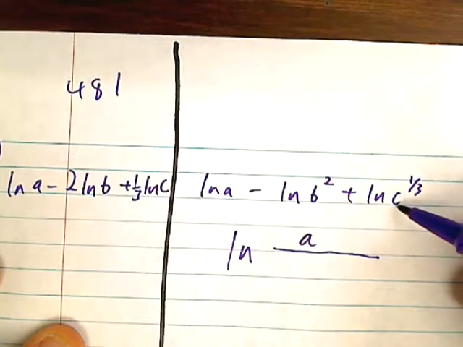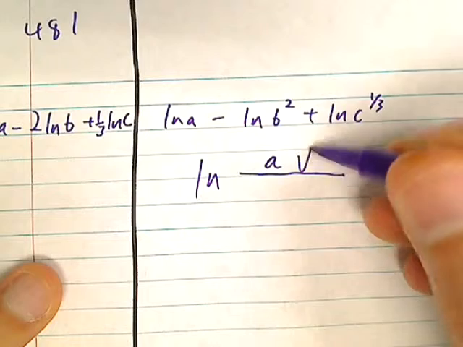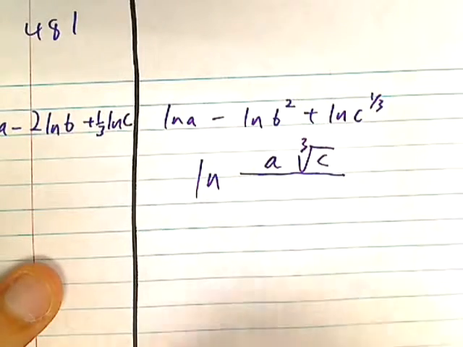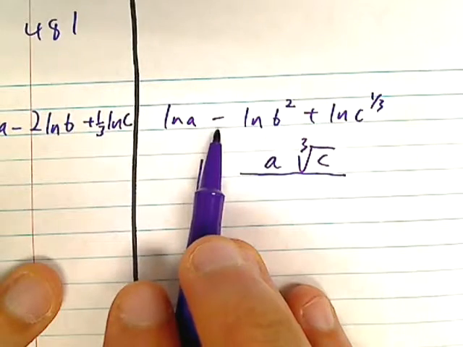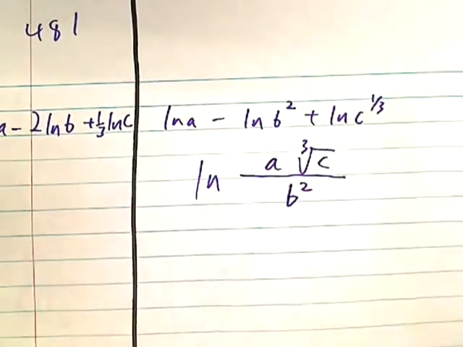And this probably won't be written as c to the 1/3. The 1/3 power is the third root. In the denominator, put the b squared because it's negative. And so that is your final answer.